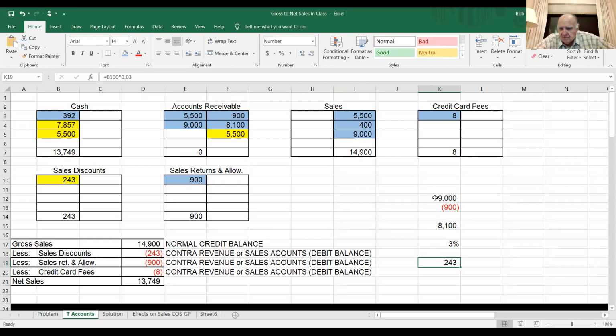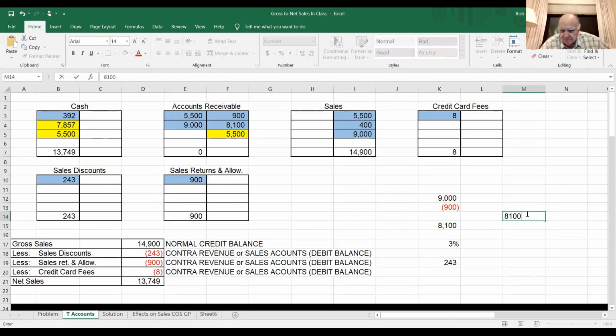We sold him 10 items at 900 each on the 28th. On the 29th, he returned 900, leaving him with a debt to us of 8,100, and he's entitled to $243 of relief because he paid us on time. So that's good. And what is 8,100 minus 243? If there's a God in heaven, it's 78.57.